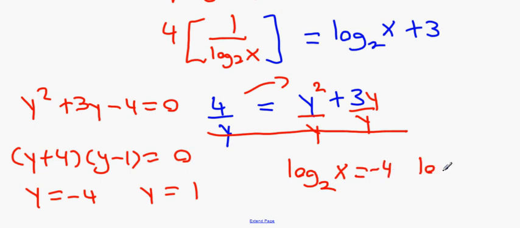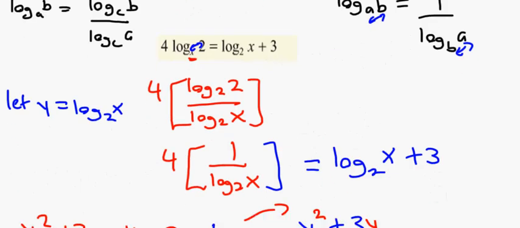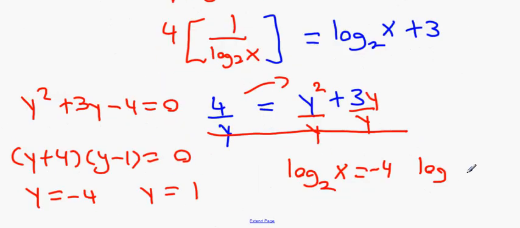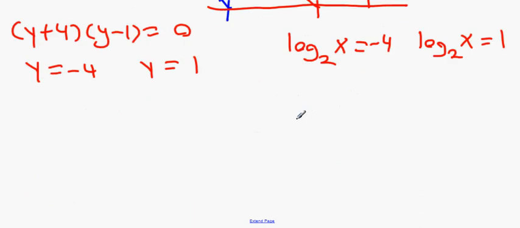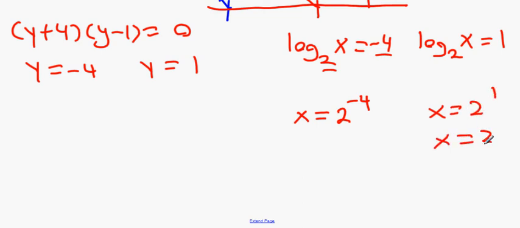And log x to the base 2 equals 1. Well, what this means is x equals, this is the power, this is the base number, so it's 2 to the power minus 4. And this one here is going to be x equals 2 to the power 1. X equals 2, or x equals 1 over 16.